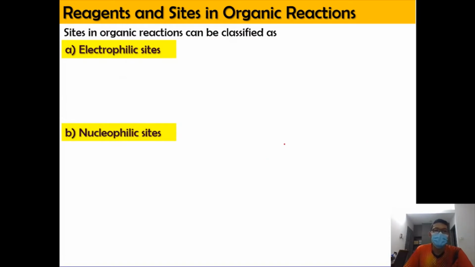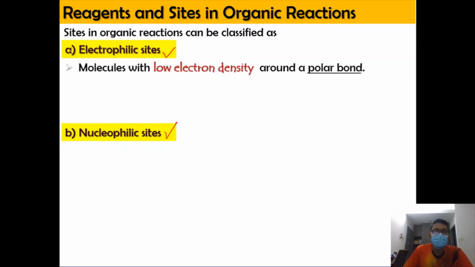So now we're going to look into the sites. Okay, tapak. Sites in organic reaction can be classified as the electrophilic site and the nucleophilic site. Electrophilic sites mean that it is a molecule with low electron density around a polar bond. Mempunyai kekurangan elektron dan dia selalu berlaku dekat polar bond. For example, we have the carbonyl group. You know that it is a polar bond, and oxygen here is more electronegative than carbon. So oxygen will pull the electron density towards itself, causing the carbon to be partially positive.